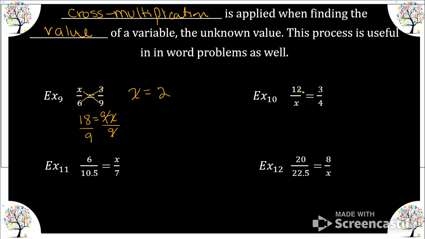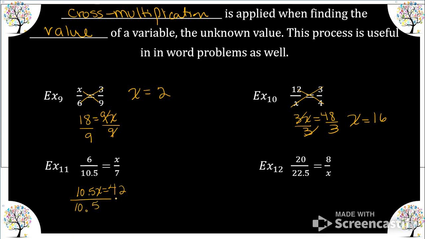Number 10, 12 times 4, 3 times x. We're going to isolate x by dividing by 3. X equals 16. So 16 makes this proportion true. Number 11, 6 times 7, 42. X times 10.5. We're going to divide by 10.5. Again, a calculator, very handy for this unit. And x equals 4.